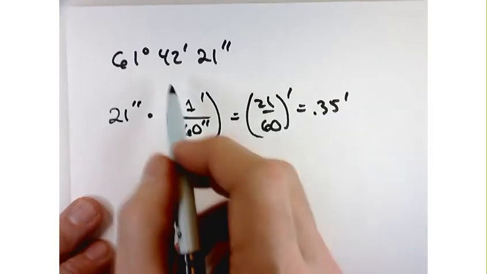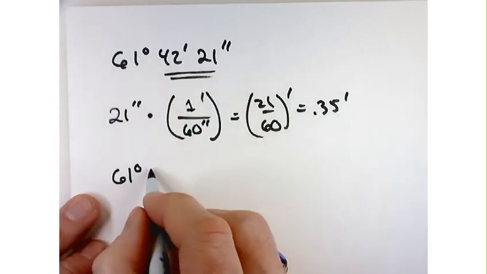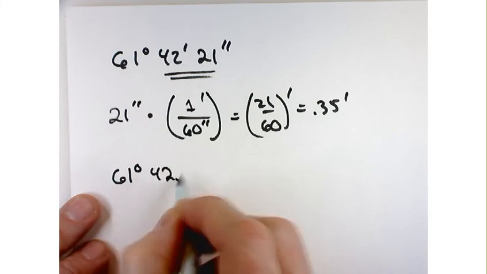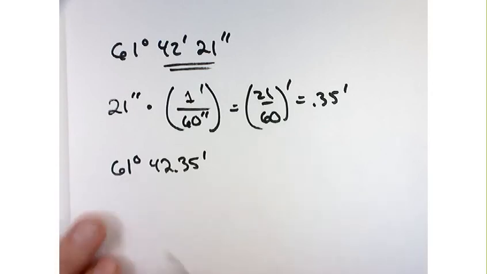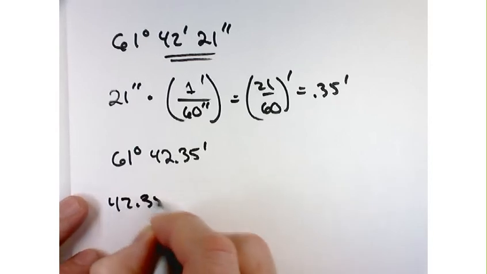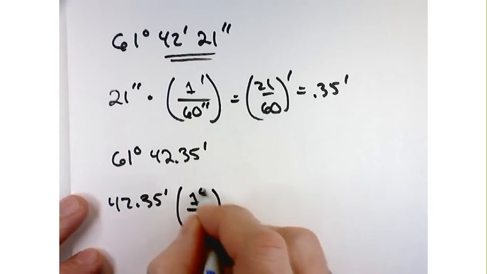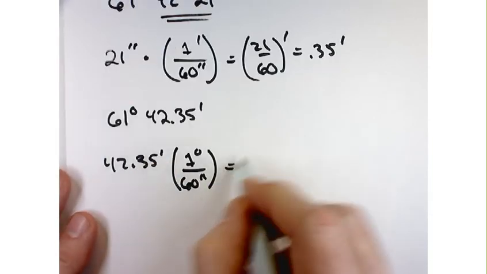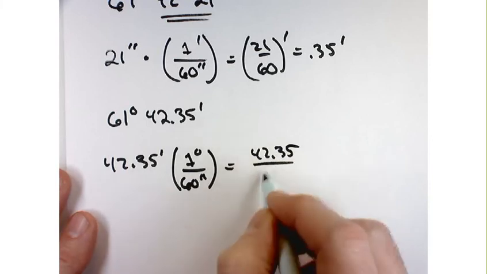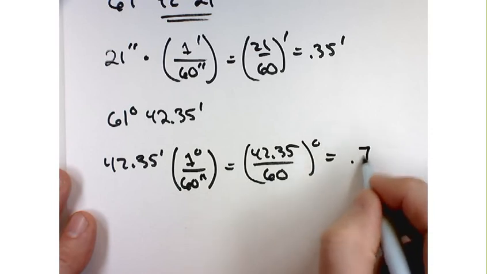0.35. So that means I could take this piece right here and rewrite it as 61 degrees and 42.35 minutes. Now I'm going to work with this chunk right here, and convert that from minutes to degrees. So let's take 42.35 minutes times 1 degree over 60 minutes. Units of minutes is going to cancel out, so it's just 42.35 divided by 60, and that's going to be in units of degrees. I think that was 0.705 something.